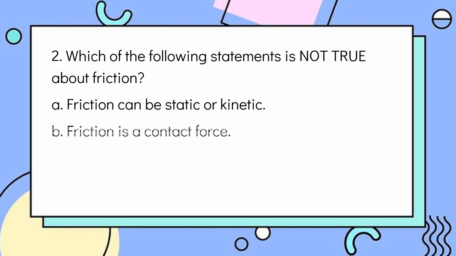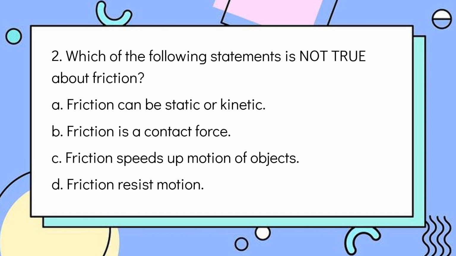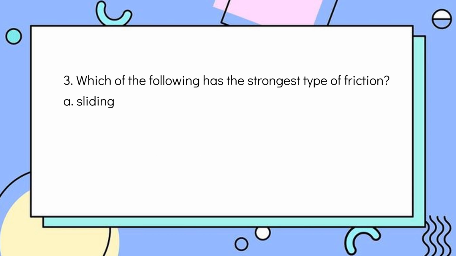Number 2. Which of the following statements is not true about friction? A. Friction can be static or kinetic. B. Friction is a contact force. C. Friction speeds up motion of objects. D. Friction resists motion. Number 3. Which of the following has the strongest type of friction? A. Sliding. B. Rolling. C. Kinetic. D. Static.